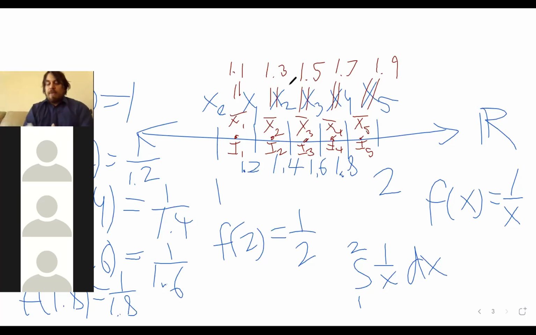And so now that we have the midpoints, 1.1, 1.3, 1.5, 1.7, and 1.9, we have the values of x1 bar, x2 bar, x3 bar, x4 bar, and x5 bar. And so we're just going to plug those values into our formula, and then we will be able to calculate the midpoint approximation of the definite integral.